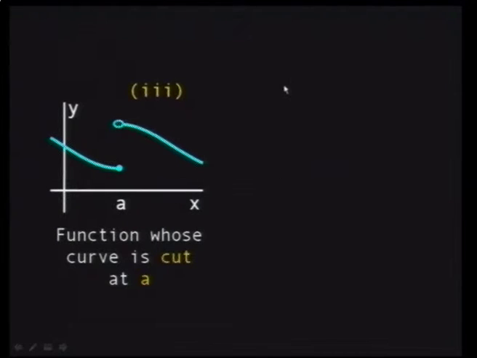Now, the third type of discontinuity is when the curve is cut somewhere. It's cut at A. In other words, there is a kind of jump. Here you were going smoothly like this, and then once at A you jump to another value here, and then you continue continuously.